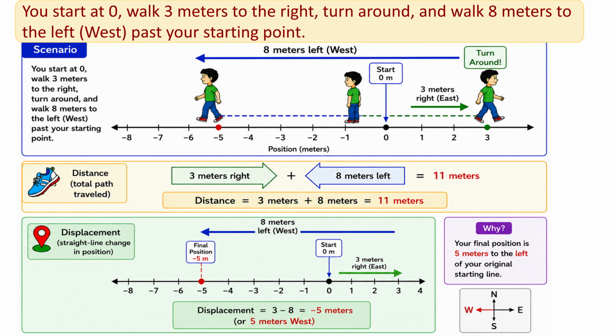In this example, the object starts at 0 meters and walks 3 meters to the right. It then turns around and walks 8 meters to the left, passing the starting point. The total distance traveled is 3 plus 8, which equals 11 meters. However, the displacement is negative 5 meters, or 5 meters west, because the object finishes 5 meters to the left of its starting position. This shows that distance depends on the path traveled, while displacement depends only on the starting and ending positions.